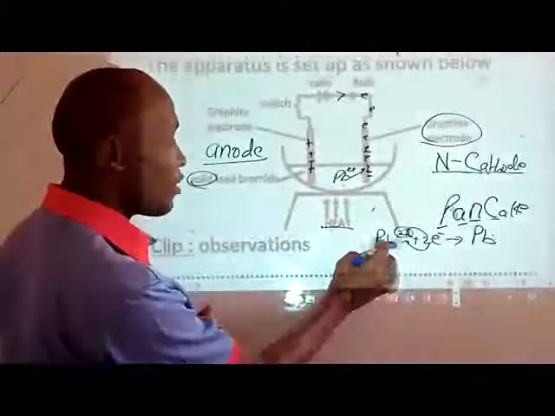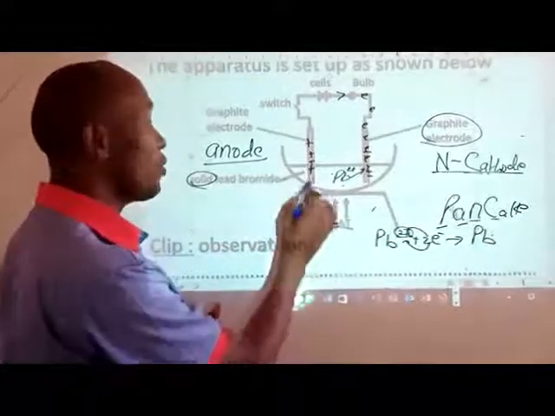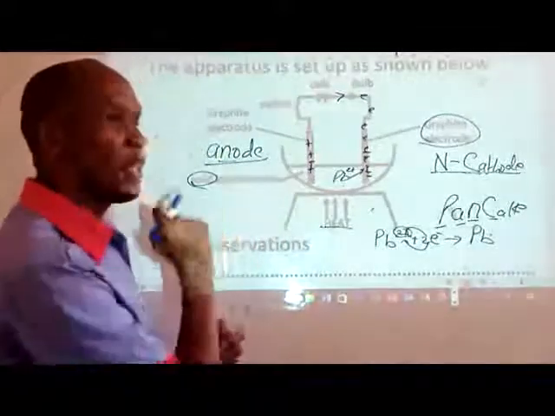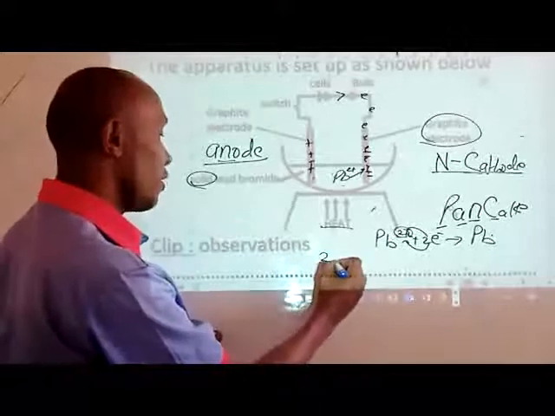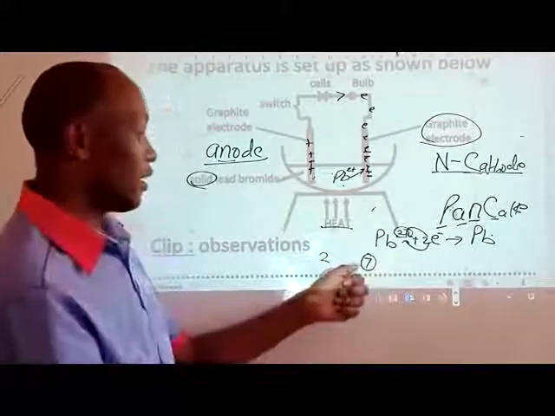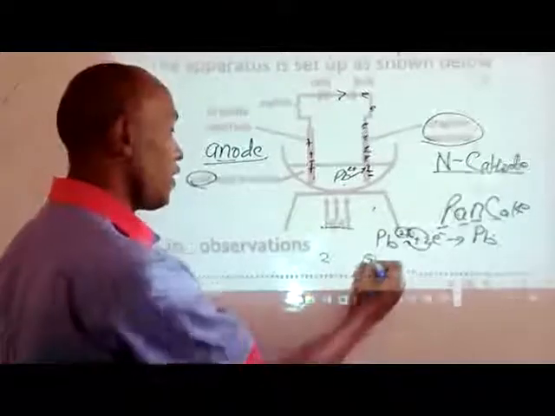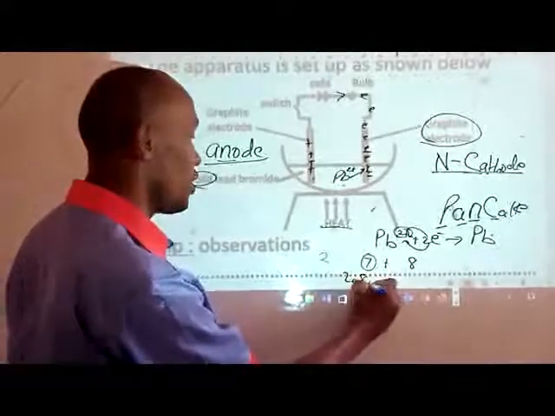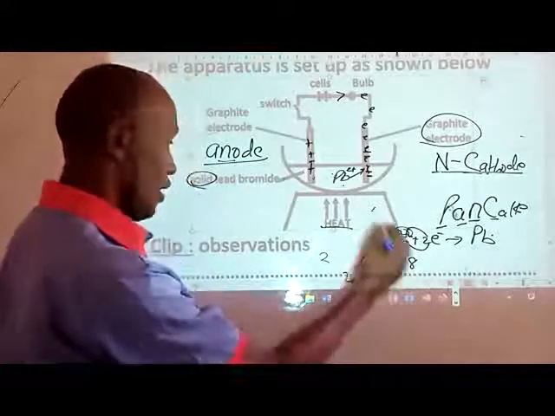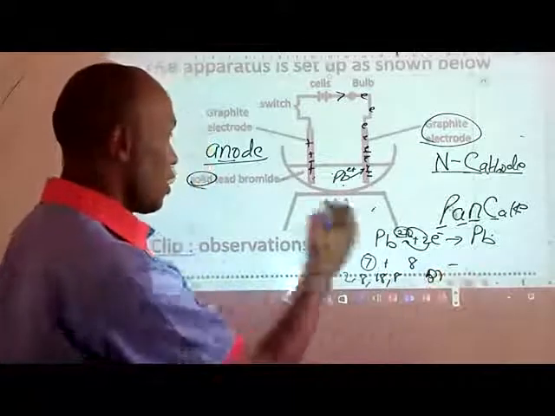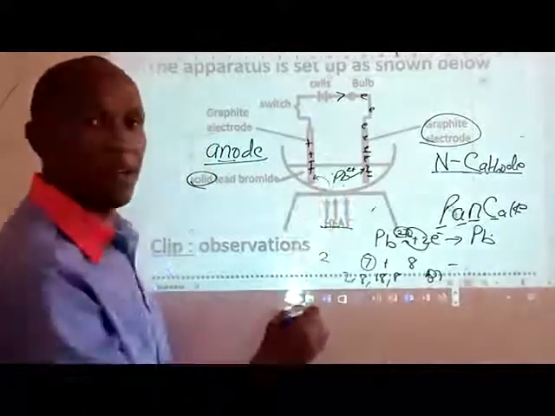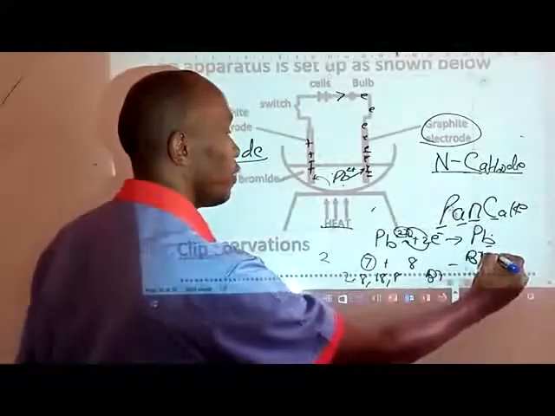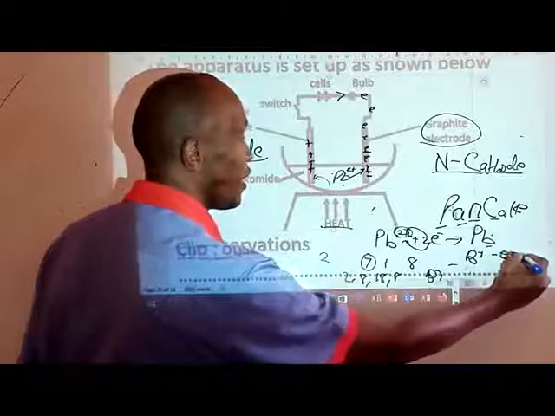So the bromide ions, on the other hand, are attracted to the positive electrode that we have called the anode. What happens to the bromide ions? Note, being a halogen, it ends with 7. The bromide ion has 8 electrons in the outermost energy level. I think it's 2, 8, 18, 8. That is the bromide ion. So it deposits the electrons there. What does it become when it deposits an electron there? So minus an electron.